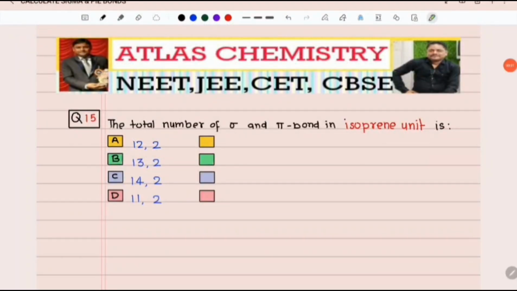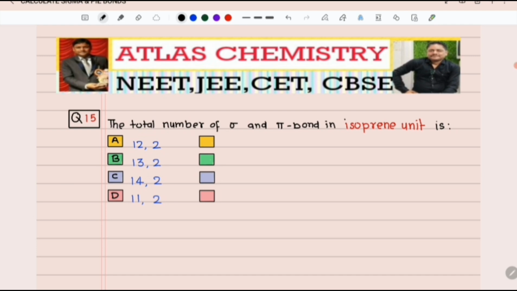Question number 15 says: find the total number of sigma bonds and pi bonds in isoprene unit. The options given are 12 sigma 2 pi bond, 3 sigma 2 pi bond, 14 sigma 2 pi bond, and 11 sigma and 2 pi bond. So isoprene unit is 2-methyl-1,3-butadiene.